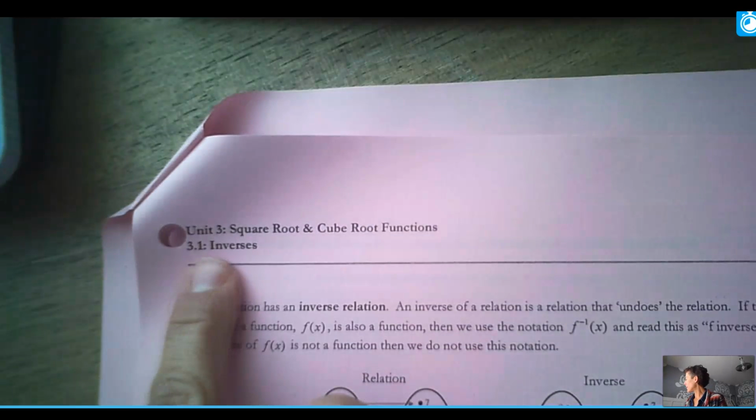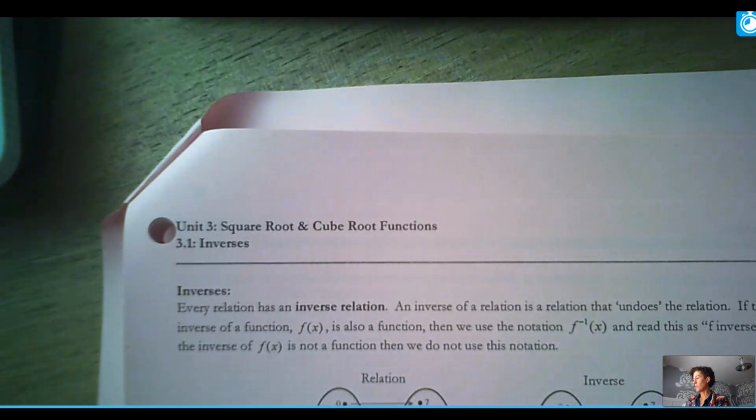If you notice in our very first section, we're going to talk about inverses, because square root functions and cube root functions are the opposite or the inverse of the functions from our last chapter, chapter 2, which were something squared, a quadratic, so a second exponent, and a cubic function, so we saw a third power. So this is just the opposite.